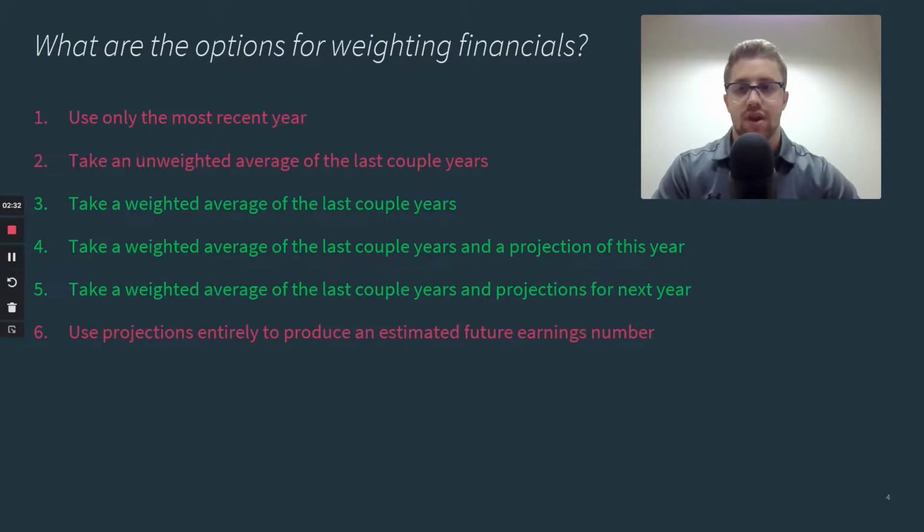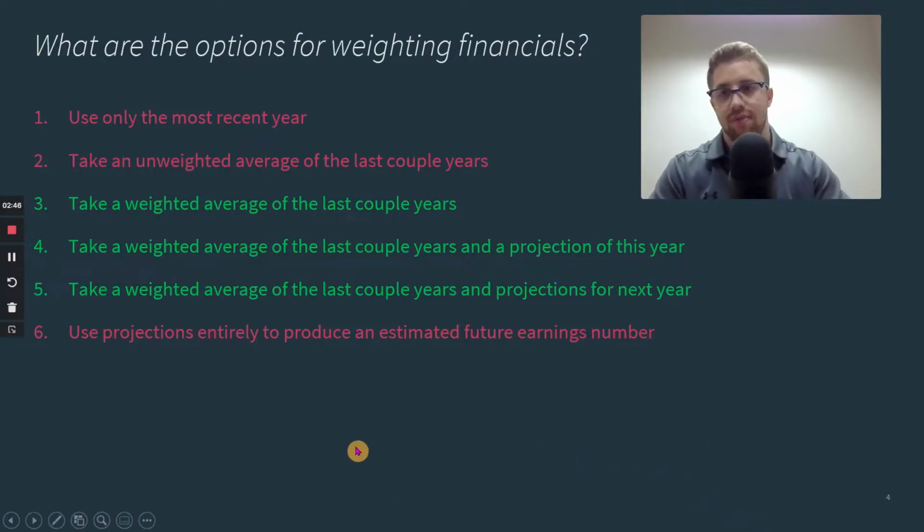Those are all good strategies, but using projections entirely is usually not a very good strategy, at least within small business. Sometimes in public markets, that's the right strategy, but for the purposes of 1 to 50 million, it's usually not the right way to go.